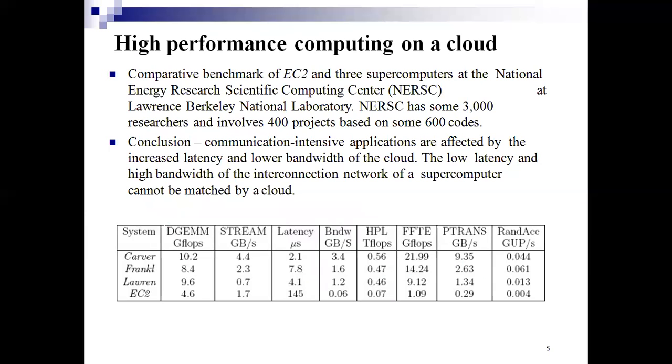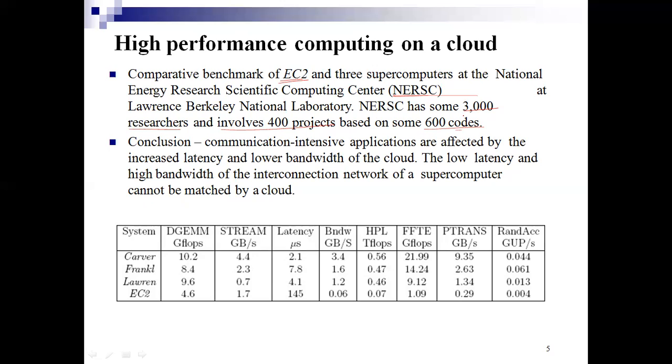in the database. So here we have the comparative benchmark of EC2, that is Elastic Compute Cloud, and 3 supercomputers at the National Energy Research Scientific Computing Center, that is called NERSC, and Lawrence Berkeley National Laboratory. NERSC has some 3,000 researchers, involves 400 projects and is based on some 600 codes. We'll see what is meant by codes.